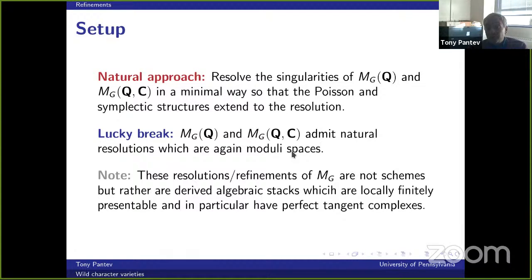And the way I'm going to do that is slightly non-conventional. I'm not going to start blowing up to resolve the singularities. What I'm going to do is introduce extra geometric structures on these character varieties, so that when I take those geometric structures into account, the new object that I'm going to get is going to be naturally smooth.